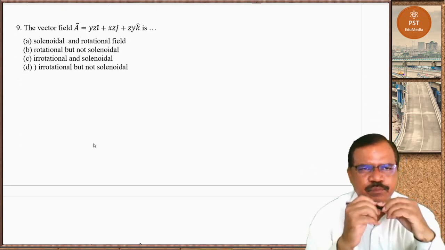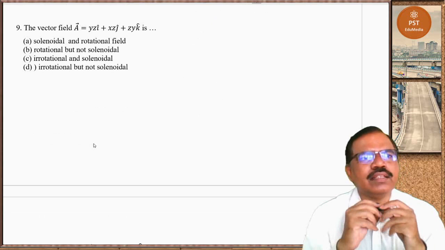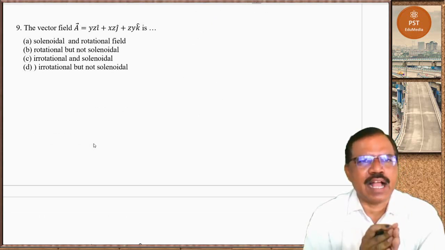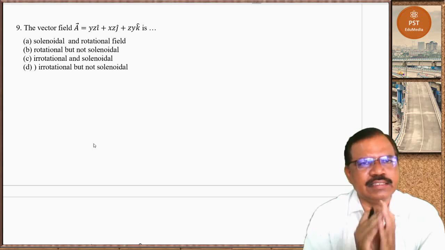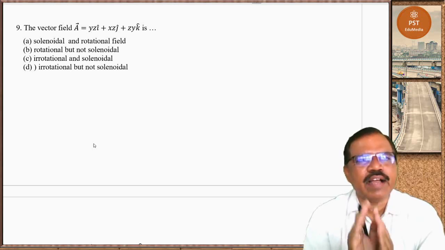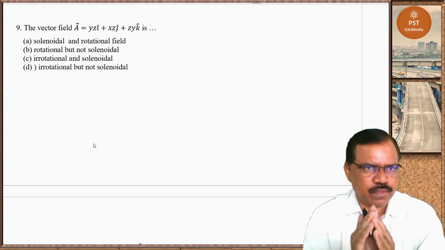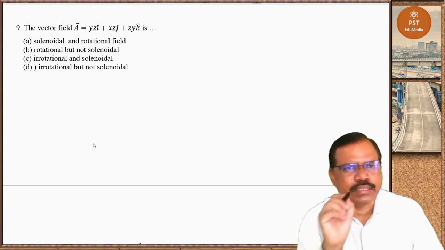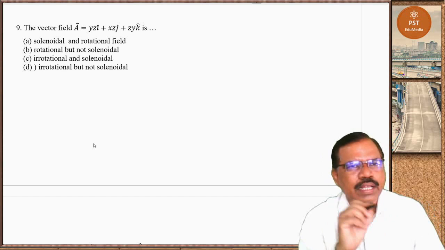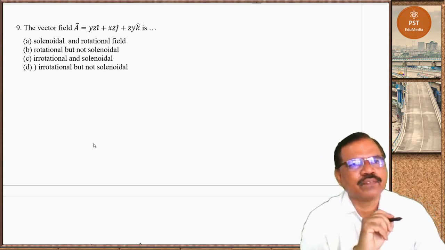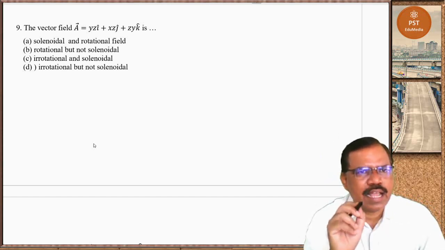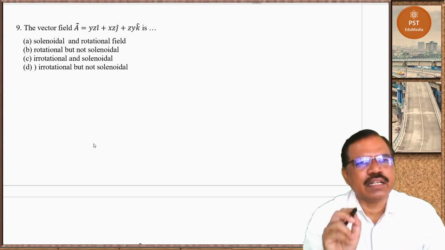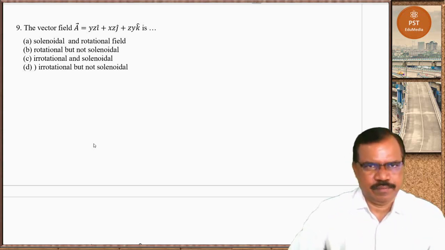Now next one. The vector field A is equal to yz i plus xz j plus zy k. Now what is the first one? Solenoidal and rotational. Rotational but not solenoidal. Irrotational and solenoidal. Irrotational but not solenoidal.